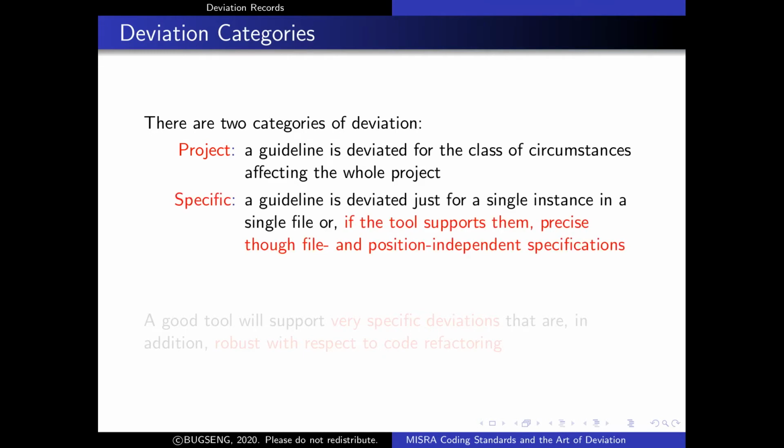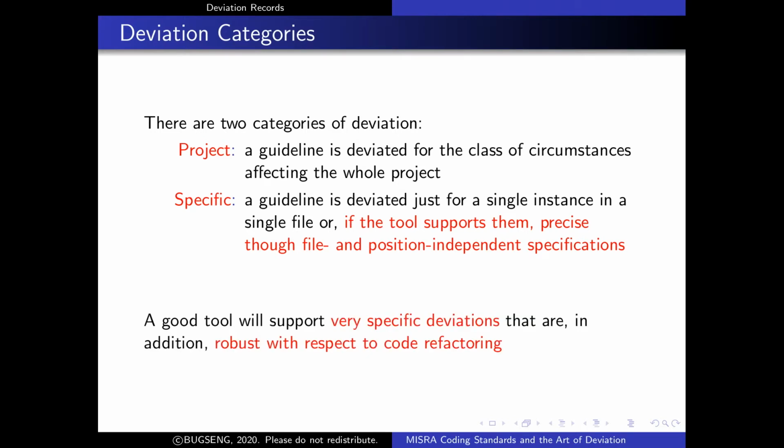So a guideline is deviated just for a single instance in a single file, or, and this is much better, if the tool supports it, through a precise, file and position independent specification. We will see examples about this. So a good tool will support very specific deviations that are robust with respect to code refactoring. So you can change the code, and the deviation you have specified in the tool will still apply.